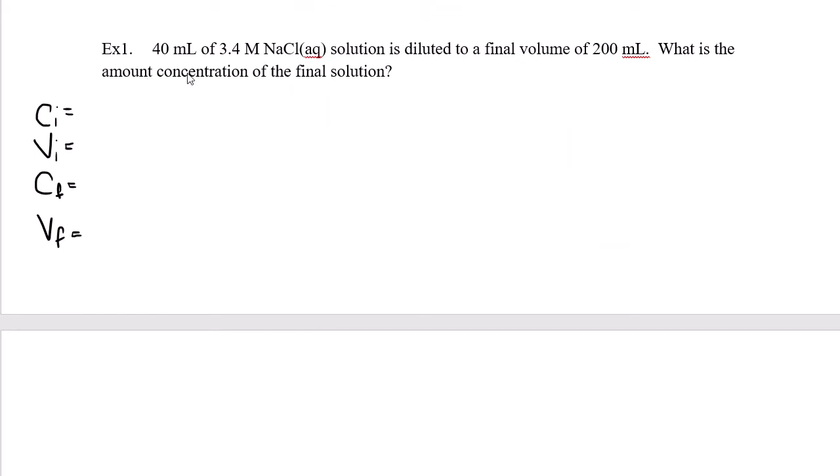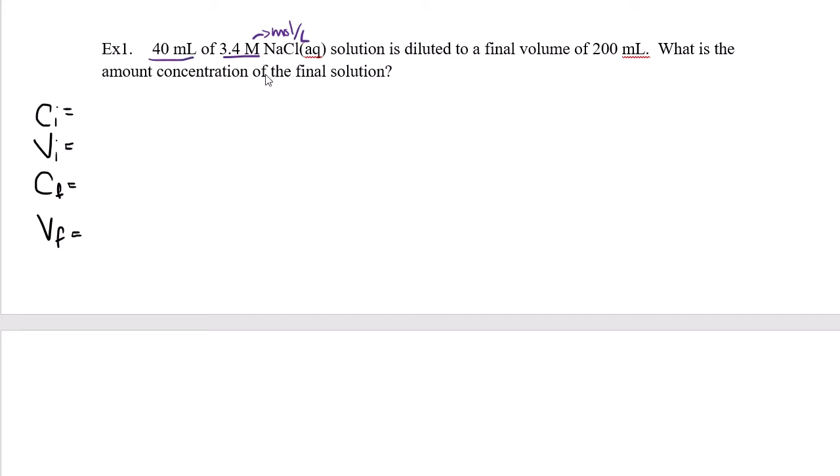So let's take a look at an example. 40 milliliters of 3.4 molar sodium chloride aqueous solution is diluted to a final volume of 200 milliliters. What's the amount concentration of the final solution? Okay, so first thing I want to remember is this capital M, molar, that's the same thing as moles per liter. That's our shorthand for moles per liter. So that's a concentration.